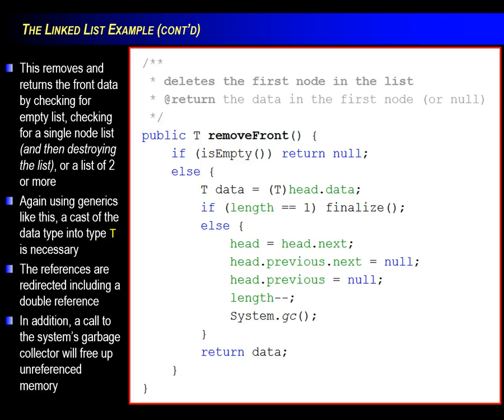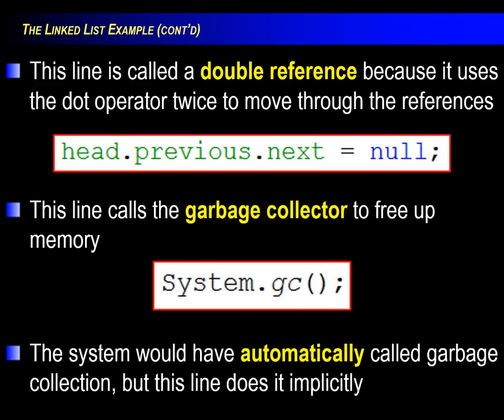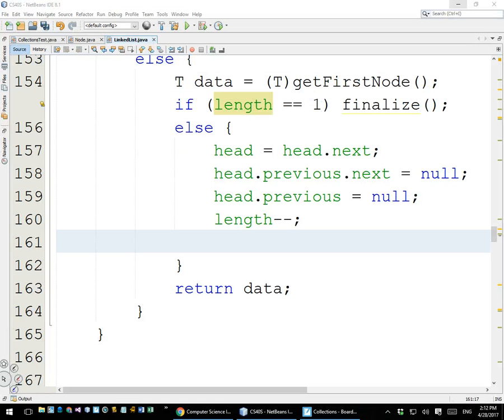But it then says, a call to the system's garbage collector will free up unreferenced memory. So what happens is eventually it gets rid of it. But if you don't want to wait, we can actually write a line of code to automatically get the garbage collector going. It's like if you have garbage and you don't want to wait till garbage day and you say, garbage collector, come now, you can write this line, system.gc, which will automatically collect the garbage. Let's put that into our code after length minus minus.